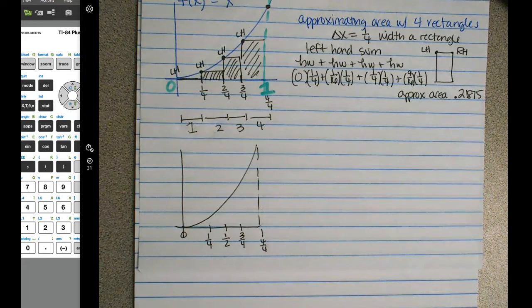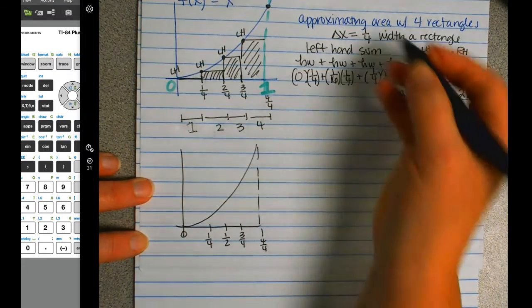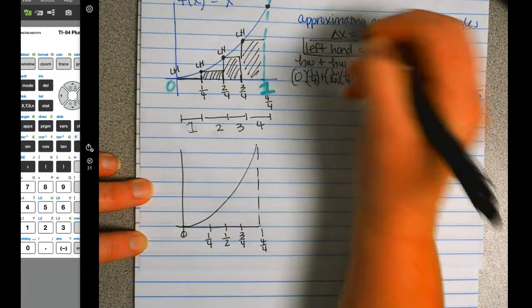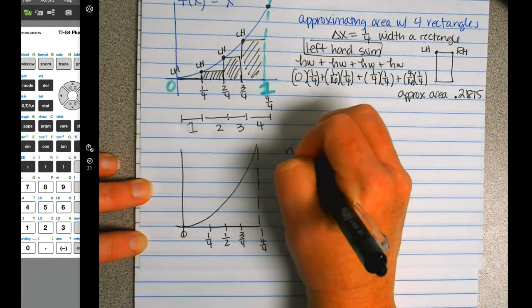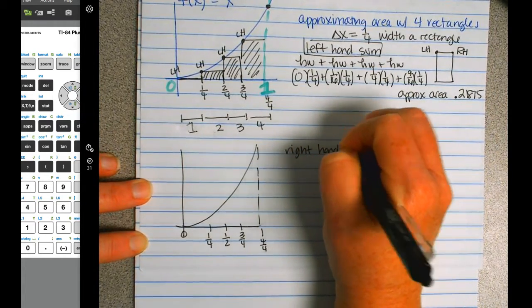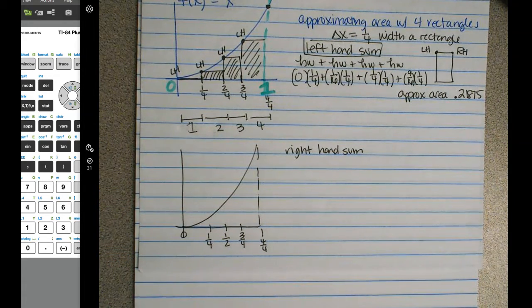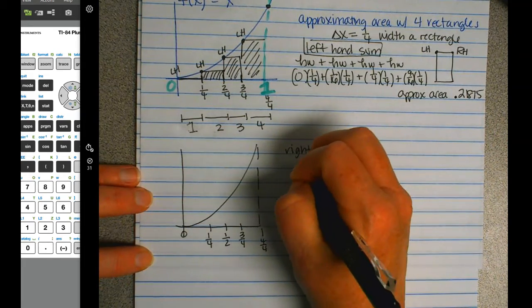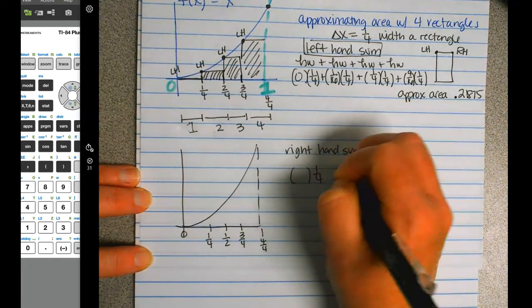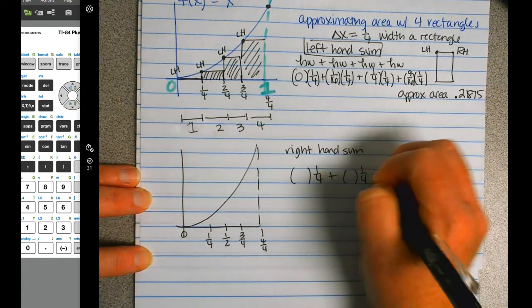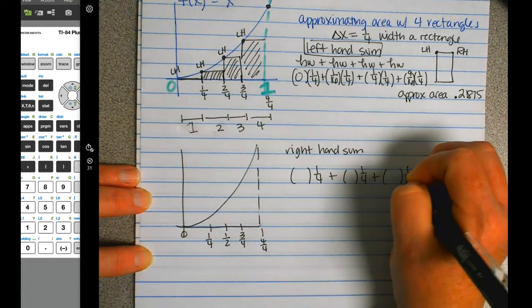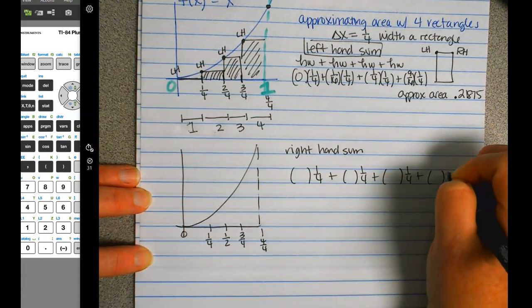So this time, what are we calling this one? If this was the left-hand sum, this is the right-hand sum. You could call it the right sum. You don't have to say right-hand sum. And it's going to have 4 rectangles again. So I'm going to do the same thing I did before. I'm going to write parentheses times 1/4 plus parentheses times 1/4 plus parentheses times 1/4 plus parentheses times 1/4.